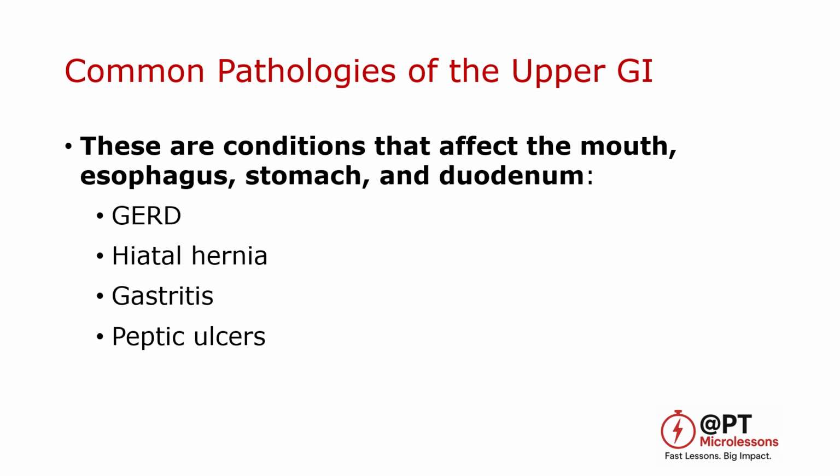Now that we understand pain patterns, let's look at common upper GI conditions. These involve the mouth, esophagus, stomach, and duodenum. For this overview, we're going to focus on high-yield conditions commonly seen in clinical practice and on licensure exams: GERD, hiatal hernia, gastritis, and peptic ulcer disease. We'll use our framework to understand how each one presents.